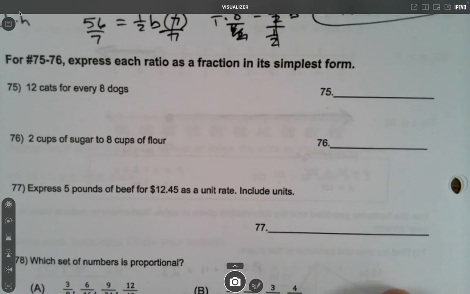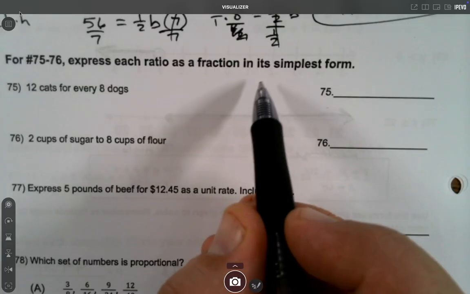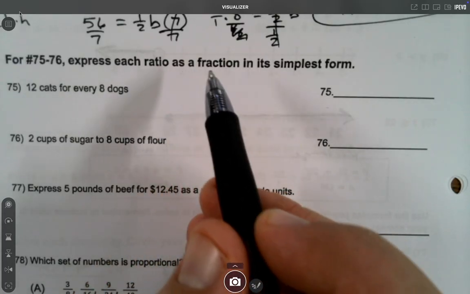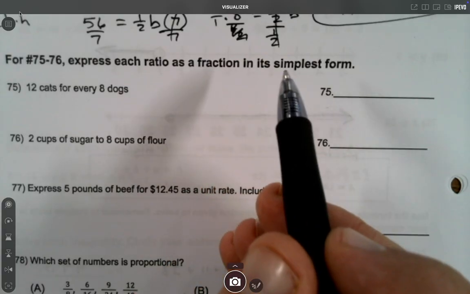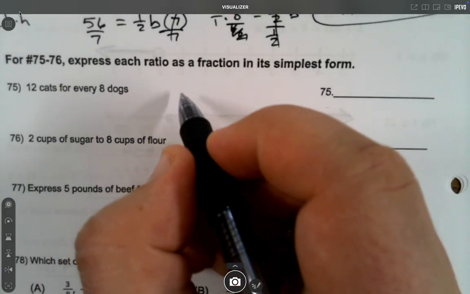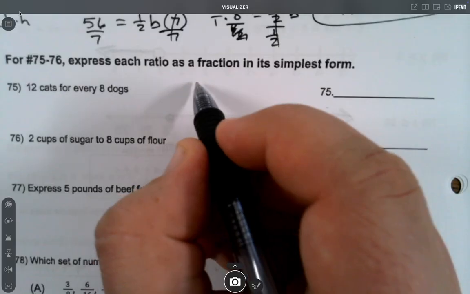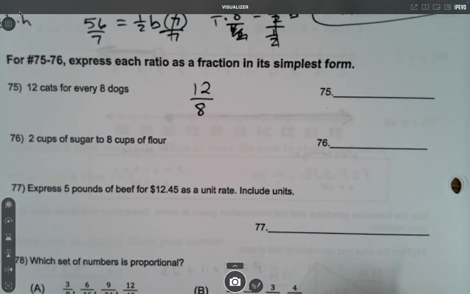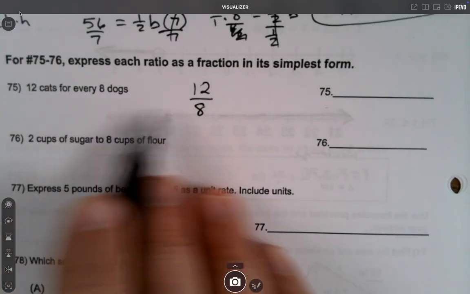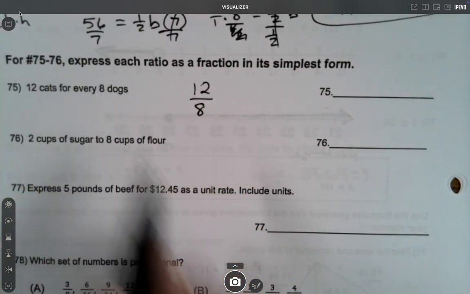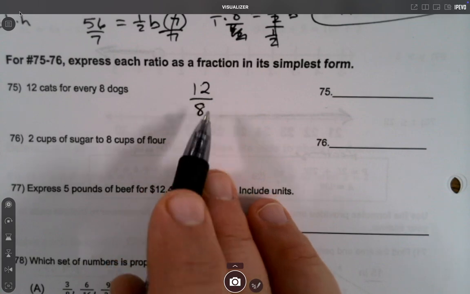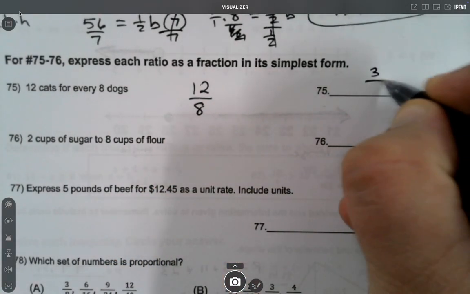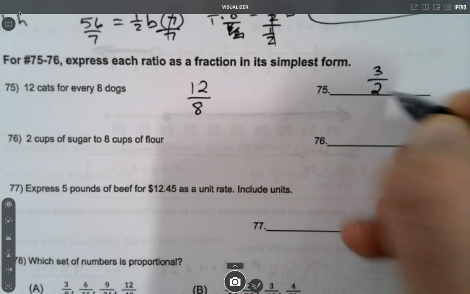Okay, now we're dealing with ratios. Reading the instructions here is very important. Express each ratio as a fraction in its simplest form. So 12 cats for 8 dogs. Unless it's money, I just do it in the order they say. Money always comes first. But if they just give you a list of things, put the first number on top, second number on the bottom. Those are both divisible by 4. 12 divided by 4 is 3. 8 divided by 4 is 2.